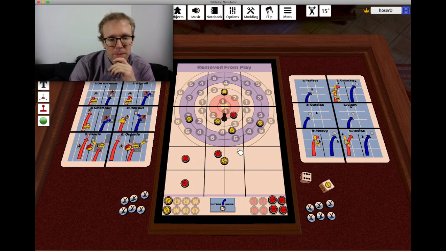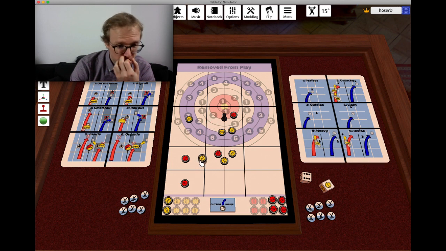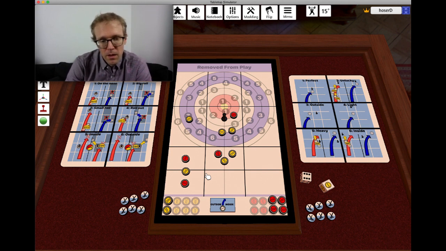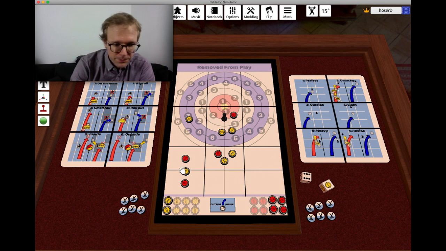So if all of these stones were present, you can't have a heavy outcome, because that instead would tap and would end up here. You can't have an inside outcome, because that would tap a guard and end up here. And you can't have one of the 2 normally successful shots, because it would end up tapping one of these and end up out here. So things can really shift around according to what stones are in play.